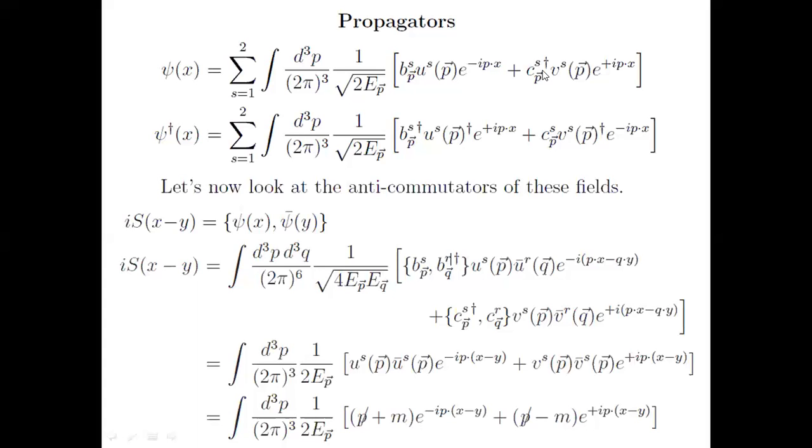And as we saw earlier, a complex field requires two kinds of operators, b and c, which can create and annihilate particles and antiparticles both. So this is the most general expansion.